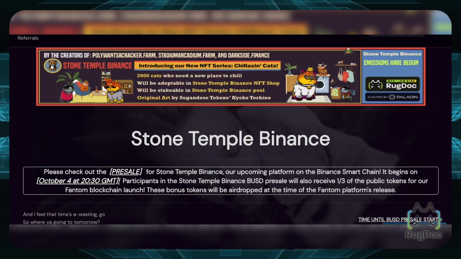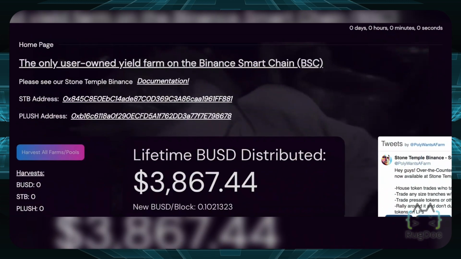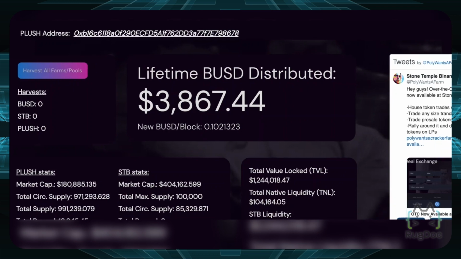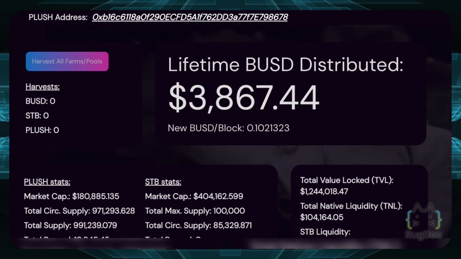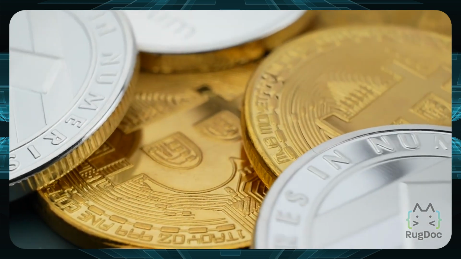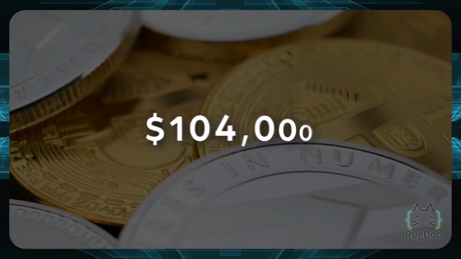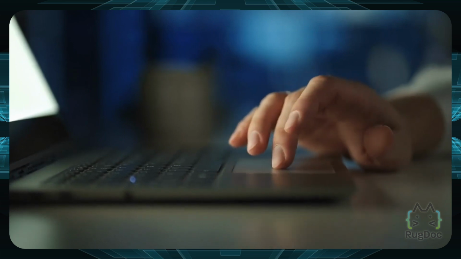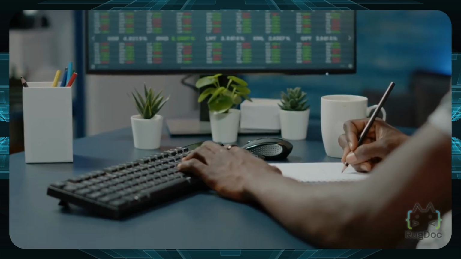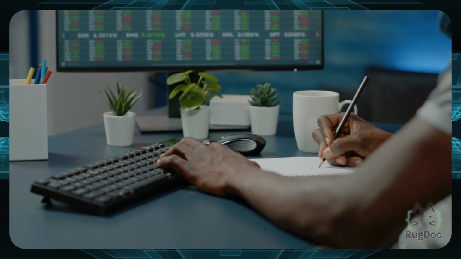Now, if you take a look at this yield farming page, Stone Temple Finance, you can see that if you scroll down all the way to the bottom, there's this nice little statistic that actually shows the TNL. The total TNL for this farm is actually $104,000. Now, not all yield farms will have the TNL. Actually, most will not. So it's mostly a hidden value for most yield farms, but this yield farm by Sugandi's tokens will actually show the TNL.